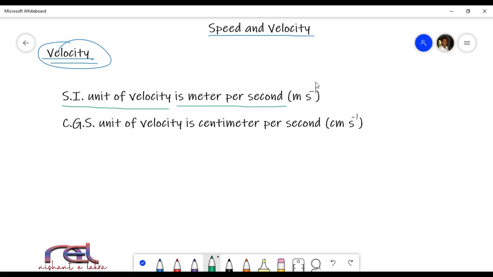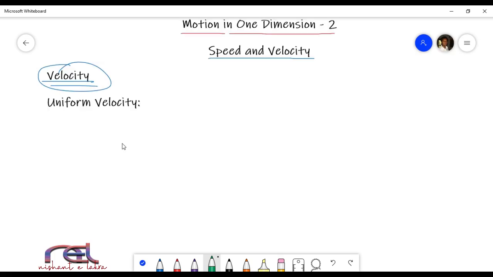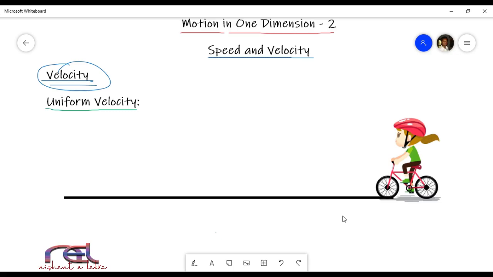The SI unit of velocity is meter per second, and the CGS unit of velocity is centimeter per second, same as speed. Okay, the SI unit and CGS unit is same. Now let us understand what is uniform velocity. We have already learned what is uniform speed.